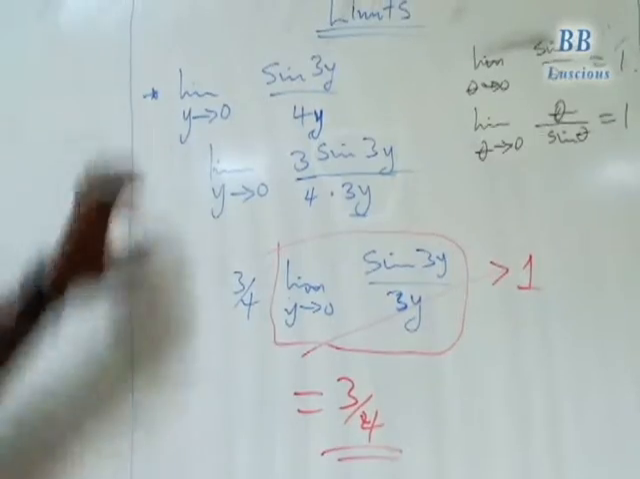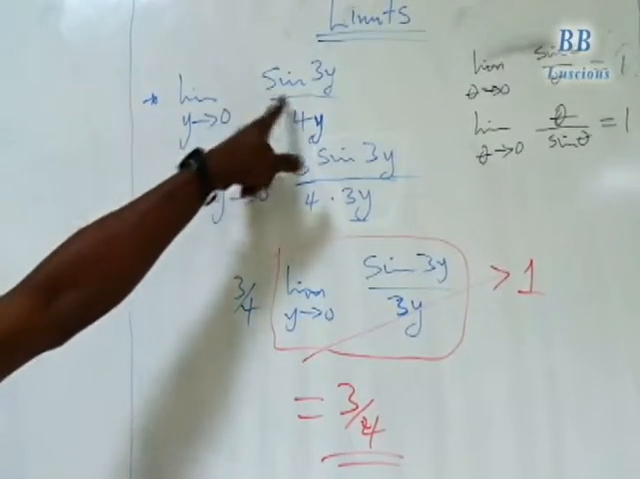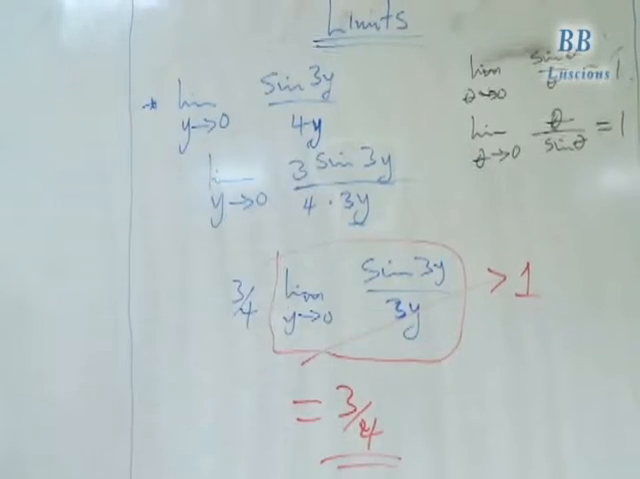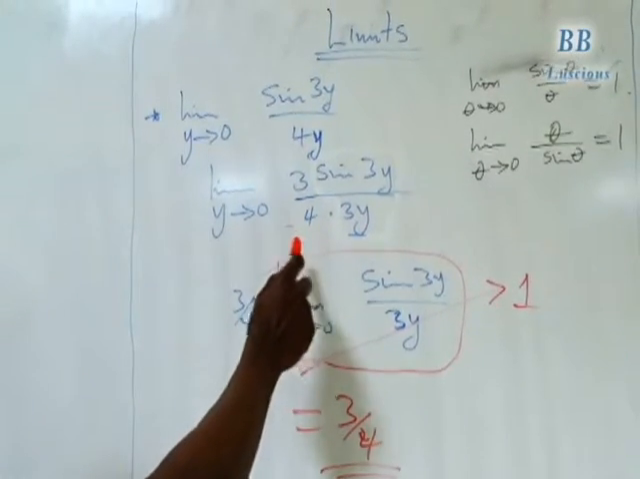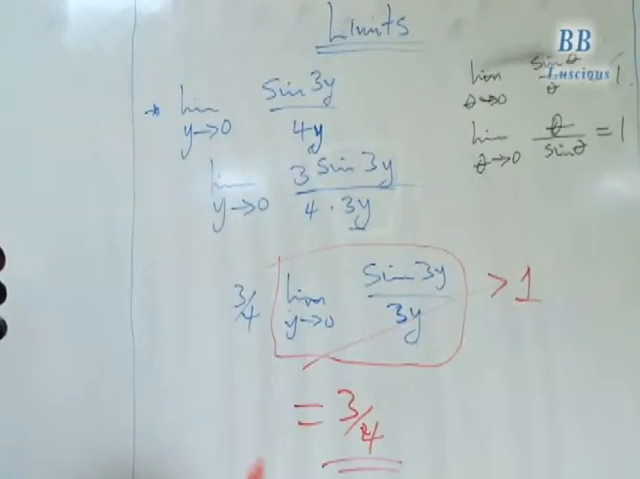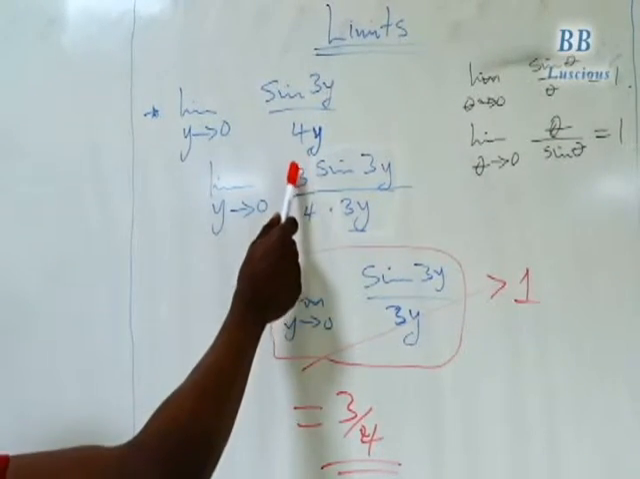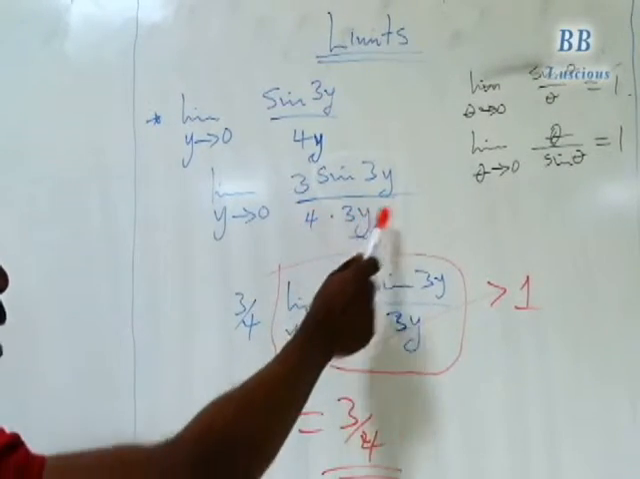Now, let's consider this example. If you have the limit as y tends to 0 of sine 3y over 4y, all you need to do at this point is to introduce 3 over 3 to this function. If you have 3 over 3, which when you divide, you still have the original equation, what you get is 3 sine 3y over 4 multiplied by 3y.